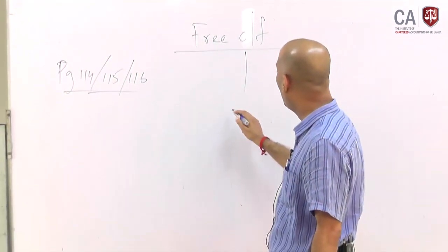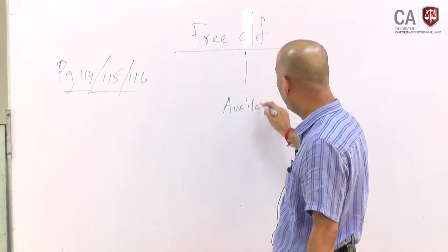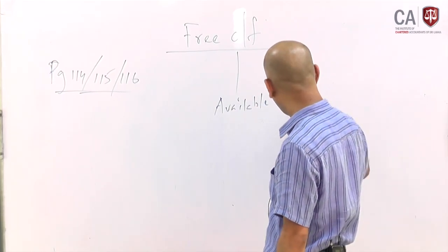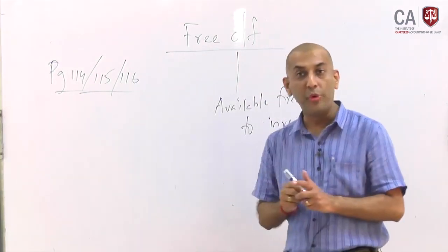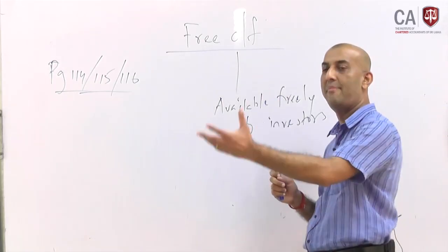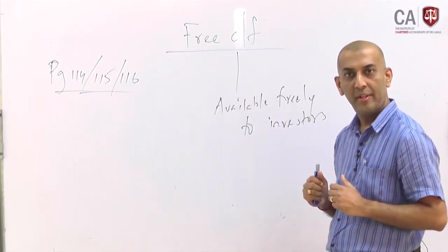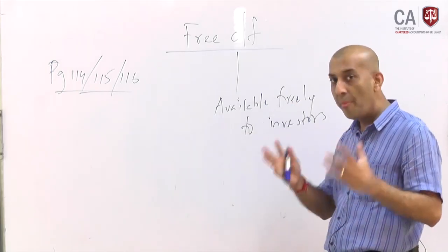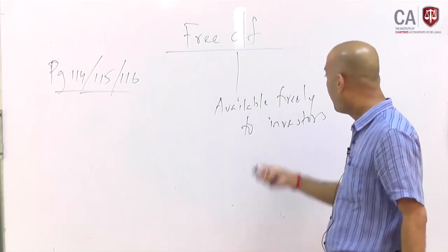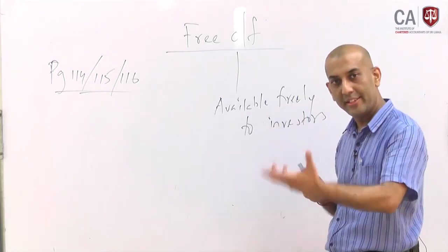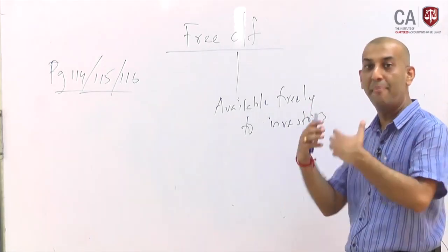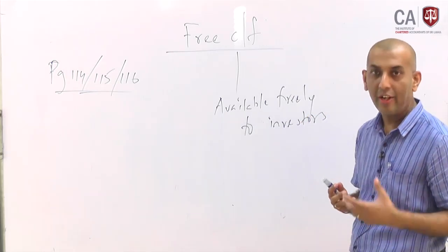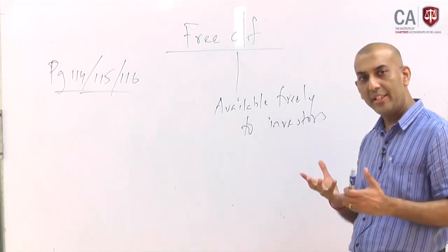So free cash flow. What is free cash flow? This is the cash flow available freely to the investor. In any company, you will see the company has made profits and they will have cash flow. Out of that cash flow, how much is available freely to the investor. The investor can be a shareholder or it can be debt holders, that means a person who has given loan funding.